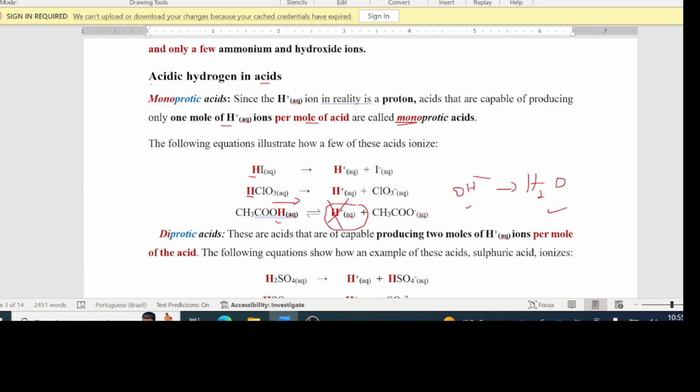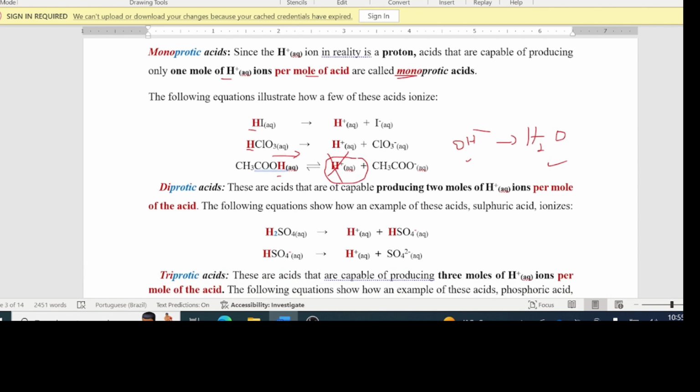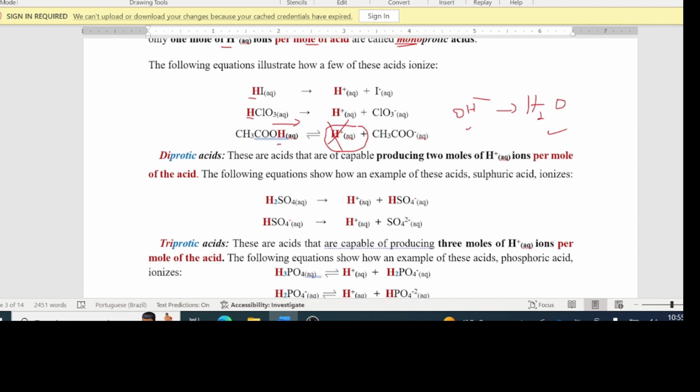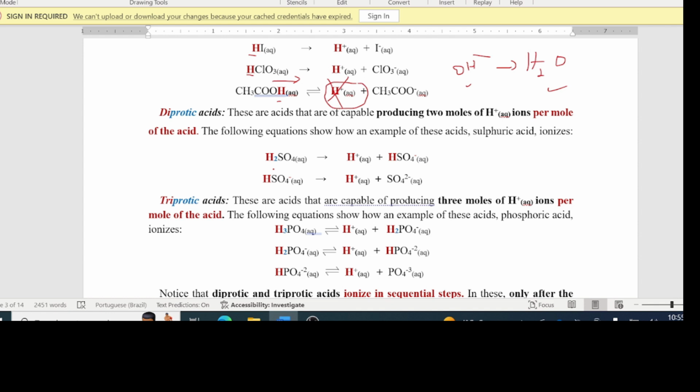So never mind that this is a weak acid. If you have 1 mole of acetic acid and say 1 mole of sodium hydroxide, which has 1 mole of OH, it will eventually neutralize this whole thing, as I have explained to you. So note that. Diprotic acid, this is H2SO4. You can see there are 2 H's there. So a diprotic acid is capable of producing 2 moles of H plus per mole of acid.